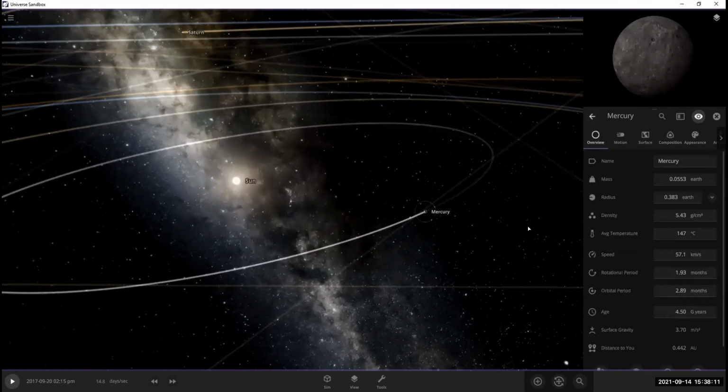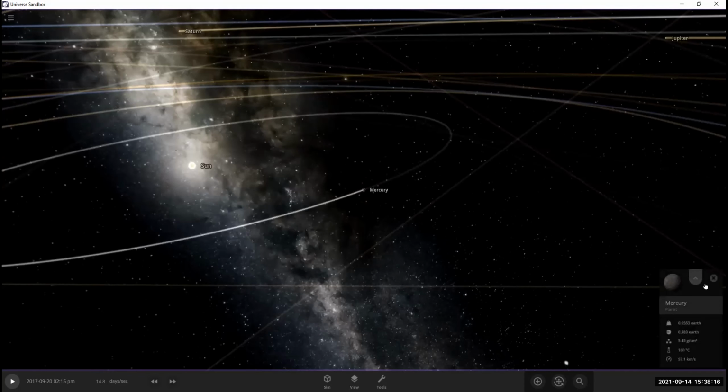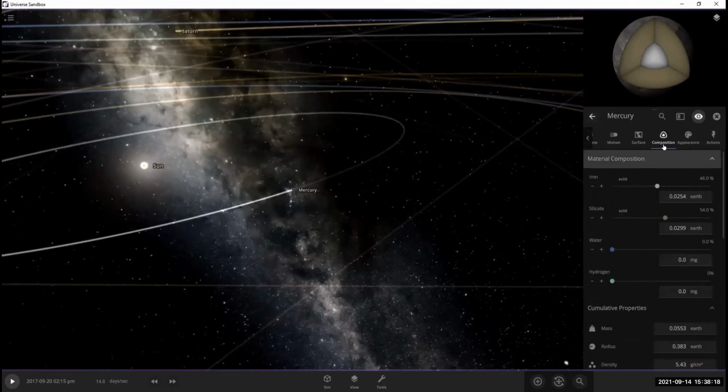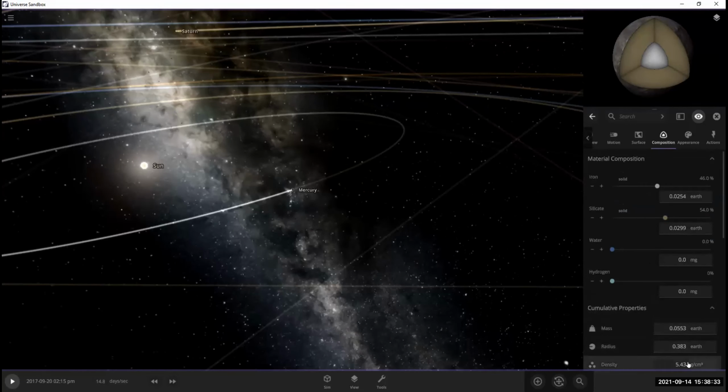It's an interesting structure. See here, the composition. You can go through these numbers in here. It has iron, it has silicate, which is really a rock. We don't know if it has any water whatsoever. Where is the density? The density is a key word to look at in here, and it's in grams per cubic centimeter, and it's 5.43, which is the second most dense planet in the solar system after the Earth, which is 5.5. So again, that tells me about its composition.